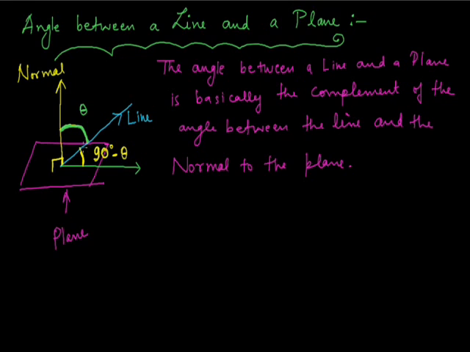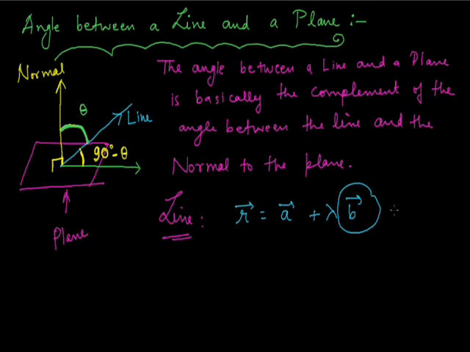And why are we doing this? Because when we are given the equation of line, suppose as r vector equals a vector plus lambda times b vector, then b vector is the vector which is in the direction of line. And suppose we are given the equation of plane as r vector dot n vector equals d. So this n vector over here is the normal vector.